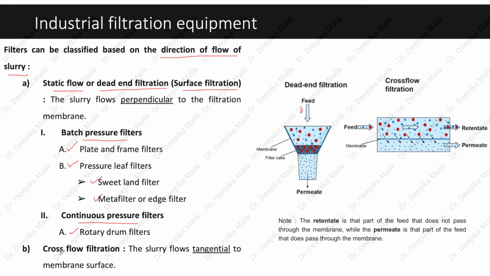The second category on which filters are classified is the cross-flow filtration. As you can see in the diagram, here the slurry flows tangential to the membrane surface. That is, the feed that is entering is traveling parallel to the membrane filter. Retentate is the term used for that part of the feed that does not pass through the membrane, whereas the permeate is that part of the feed that does pass through the membrane. And here by feed we mean slurry.